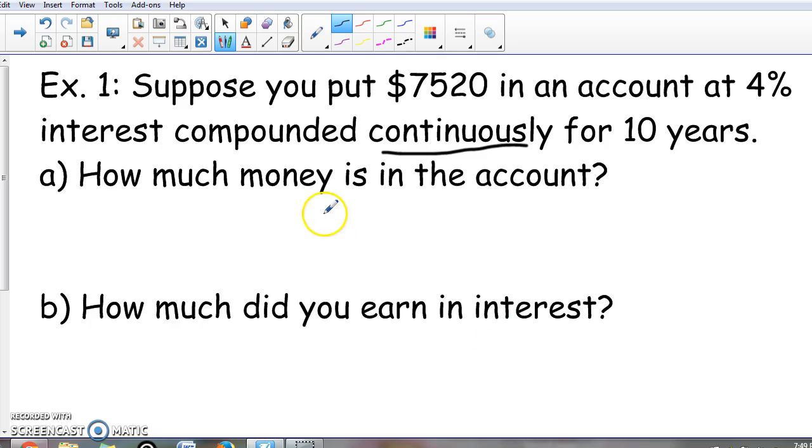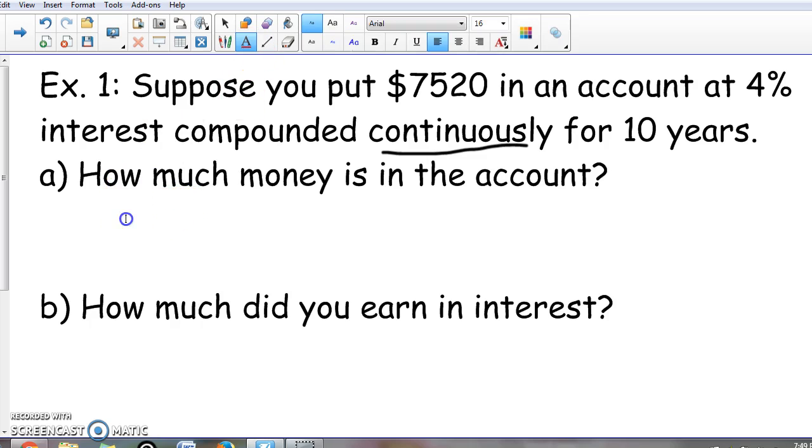If you need to pause in order to write all this down, feel free to do so. If not, here's what you're going to do. When you're putting in Pert, the first variable is P, your starting amount, so you're going to write down 7520. Then you're going to write an E, as you're going to put it in your calculator. RT is in the exponent world, so you're going to do a caret, and this has to go in parentheses when you multiply your rate times your time.